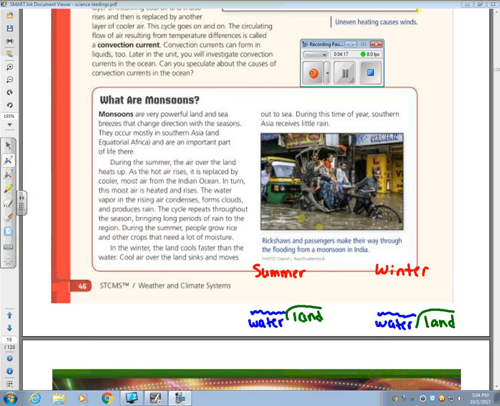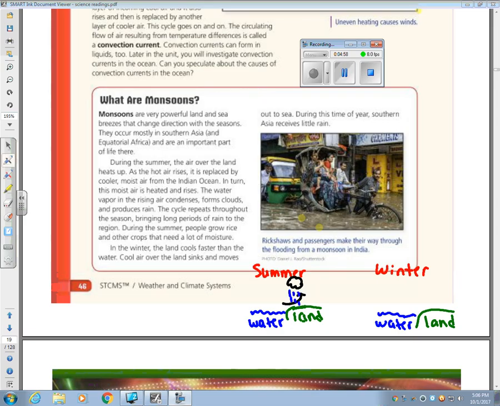So remember, in the summertime, the land gets warmer more quickly. So what happens is that the air on top of the land goes up. The cool air that has lots of moisture in it from the water replaces that land air that's gone up. As the warm air is going up, it condenses and makes clouds. So a lot of moisture in the clouds causes rain.